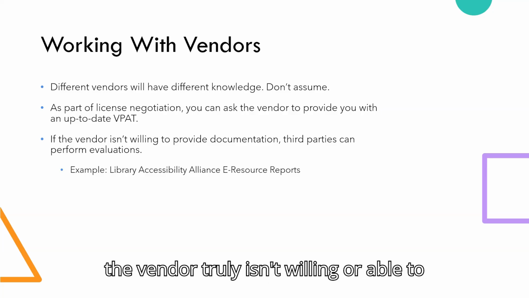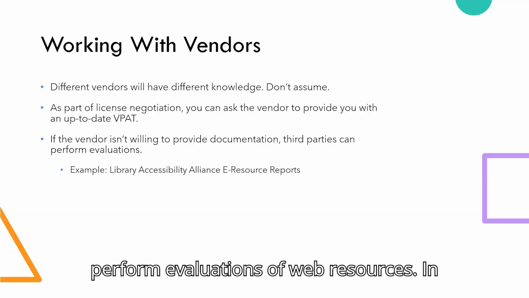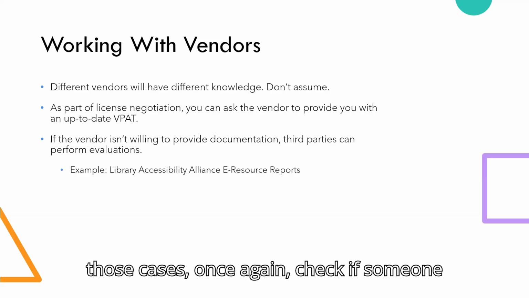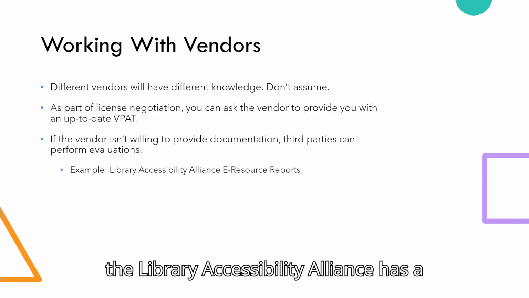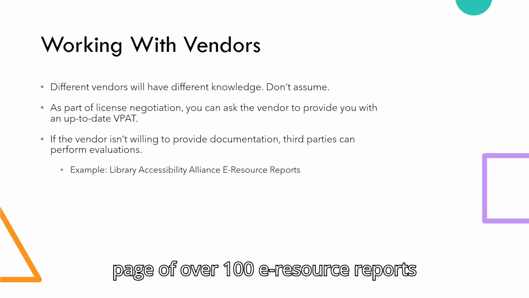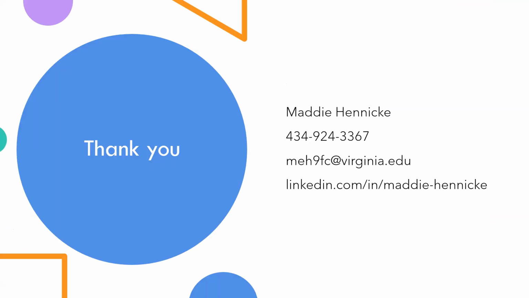Finally, if the vendor truly isn't willing or able to provide documentation, third parties can perform evaluations of web resources. In those cases, once again, check if someone has already done the work. For example, the Library Accessibility Alliance has a page of over 100 e-resource reports that they've created for various resources.